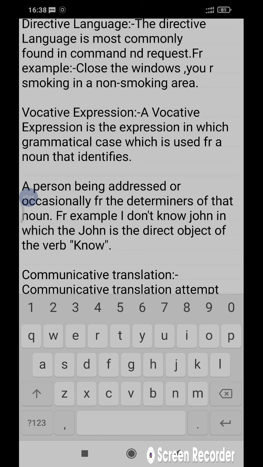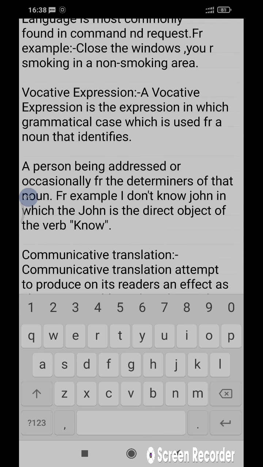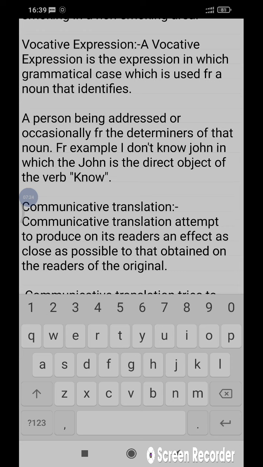For example, I don't know John, in which John is the direct object of the verb know. Okay? So when a person addresses John, I don't know John. So John is the vocative expression. John is the direct object of the verb know.